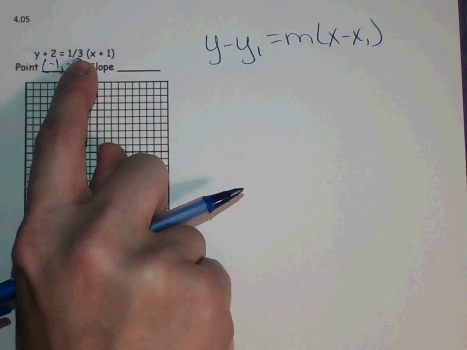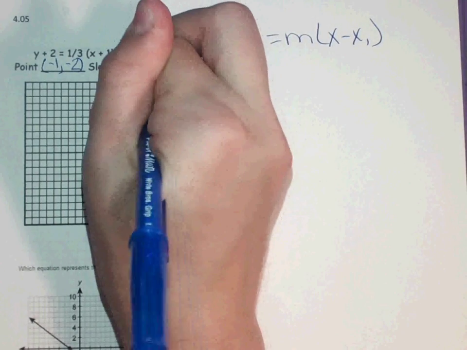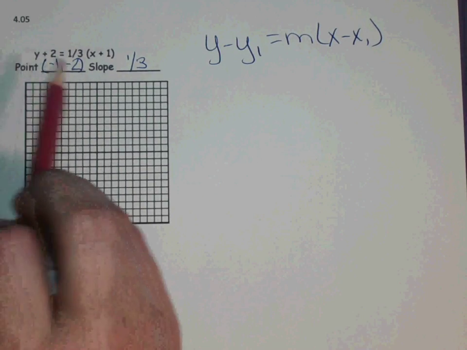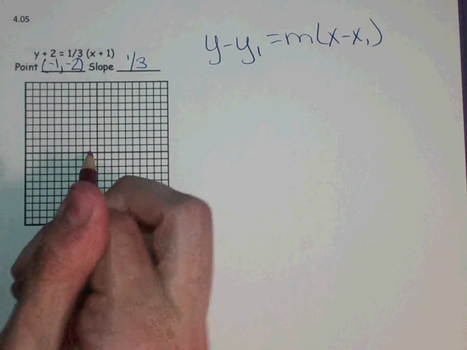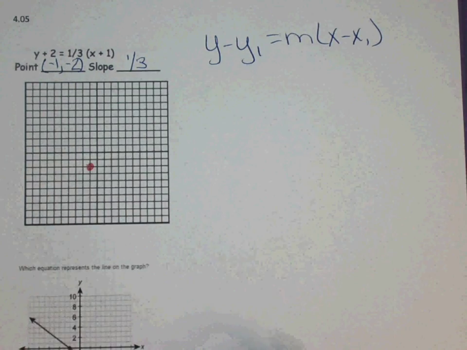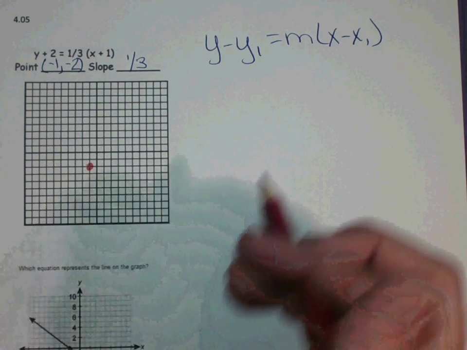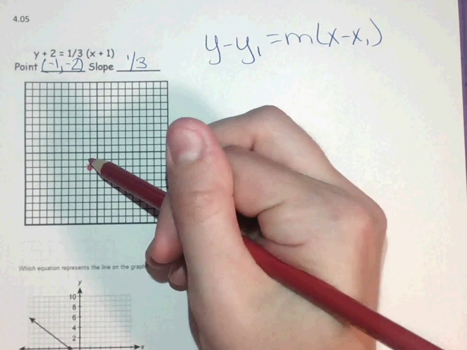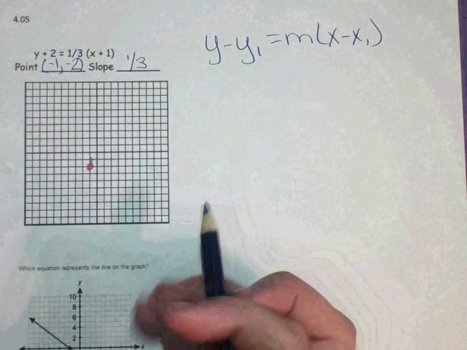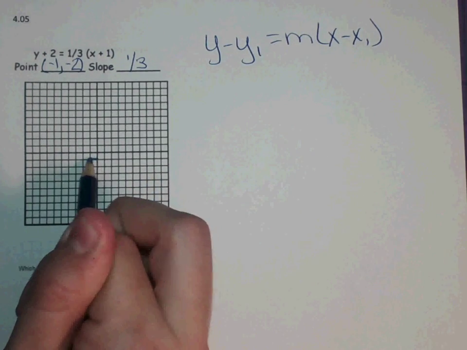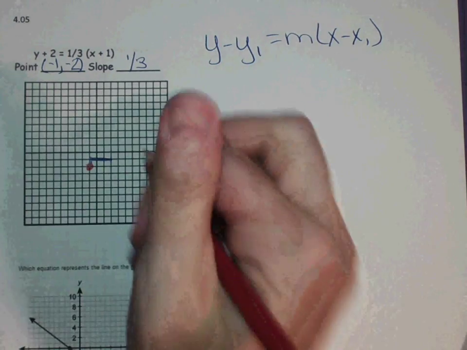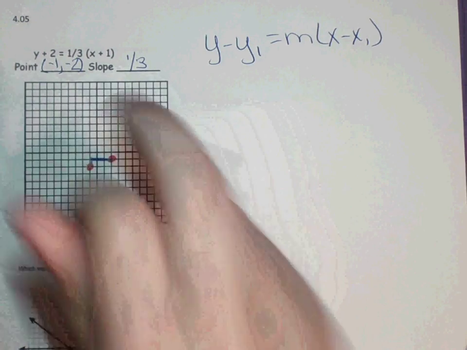And my slope is just right here. It is 1/3. So all I'm going to do, I'm going to find my point, -1, -2. So -1, -2, and I'm going to put my point there. And my slope is 1/3, so that means I'm going to rise 1. Okay, I'm just going to kind of do this in purple so you can see it a little bit. And I'm going to run 3. 1, 2, 3. And I'm going to put my new point right there.